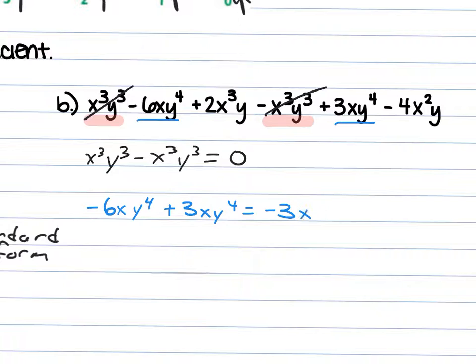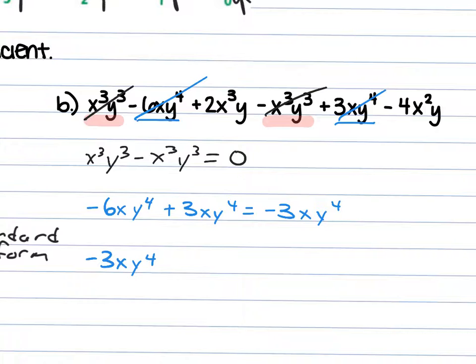Negative 3x, keep the y. Yep. Because it's like I have negative 6 apples and 3 apples. It's negative 6 of something and 3 of something. Those somethings are the same something. So what we end up with is negative 3xy to the fourth power. There's our first thing right there.